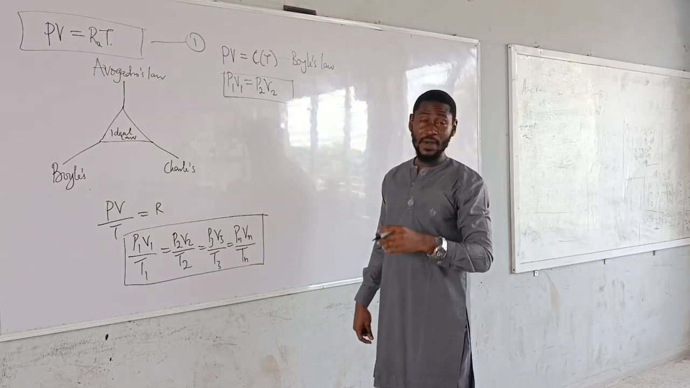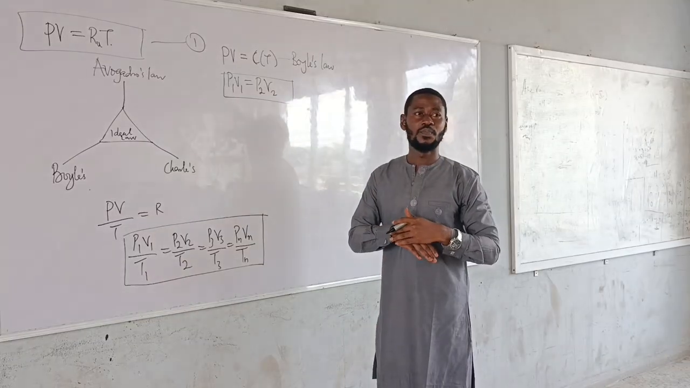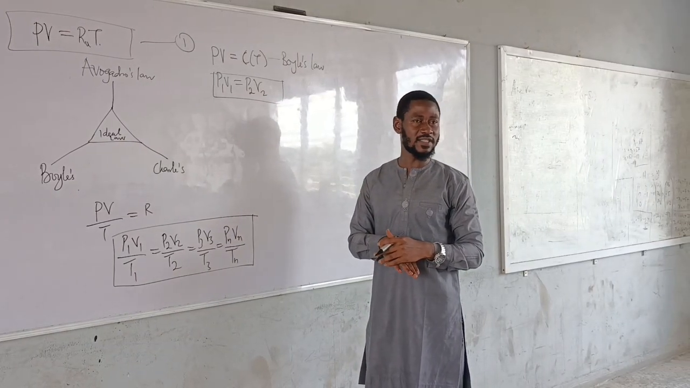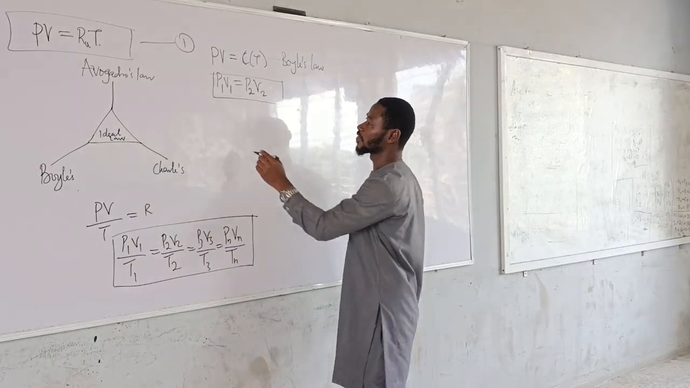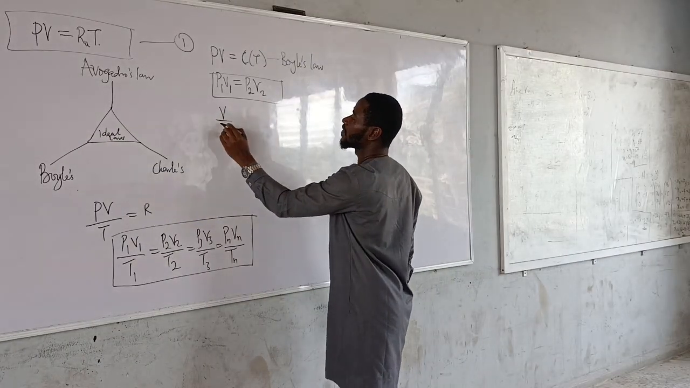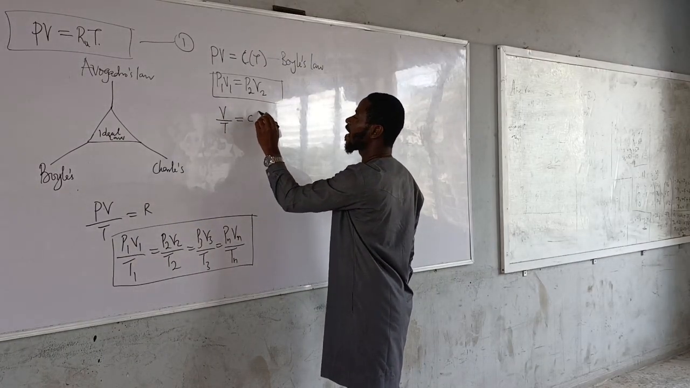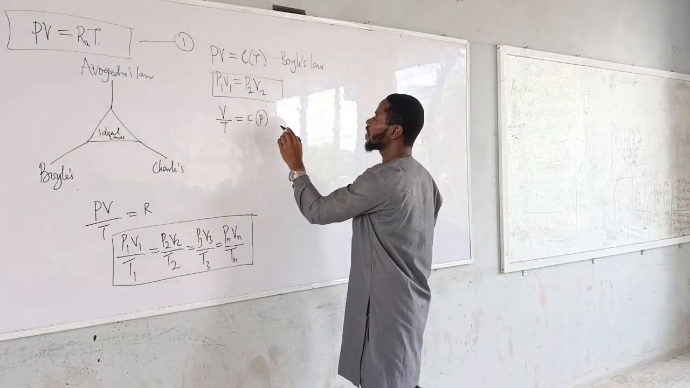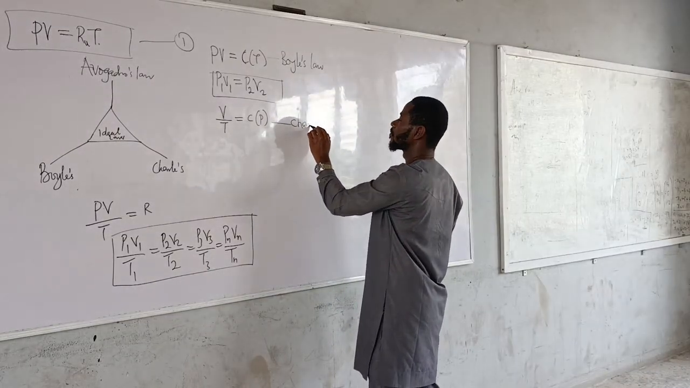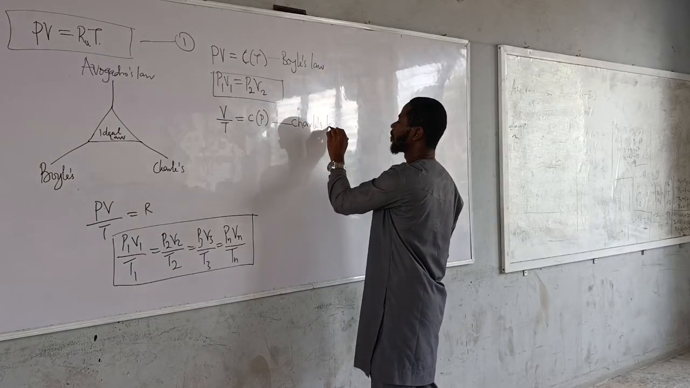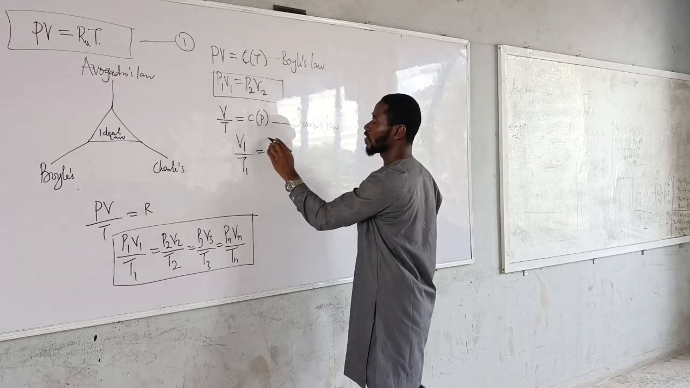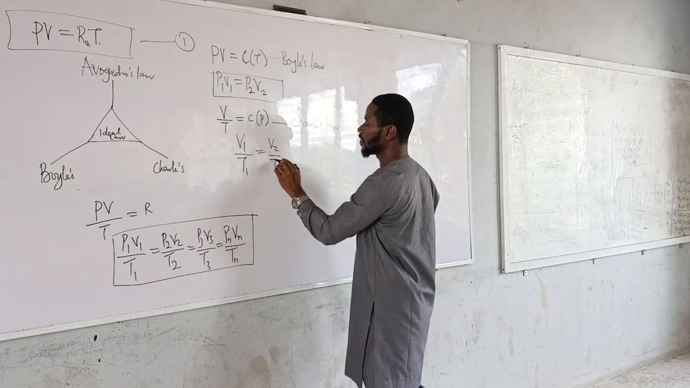But in a situation whereby P is held constant, we have an isobaric process. In such a case we are left with what? V over T equals a constant at constant P. So in this case, we have Charles' law. We can generalize the equation as V1 over T1 equals V2 over T2.